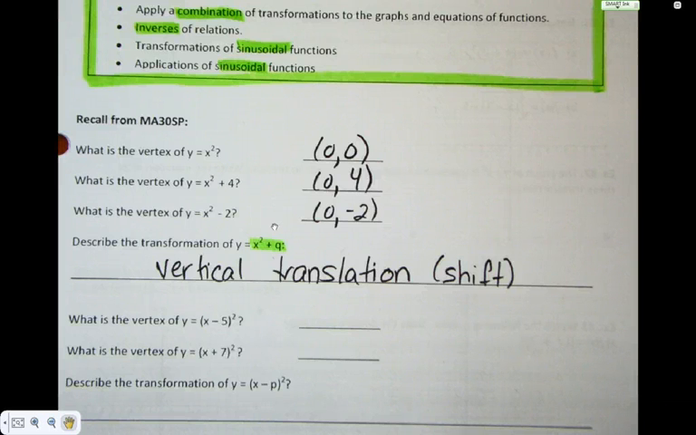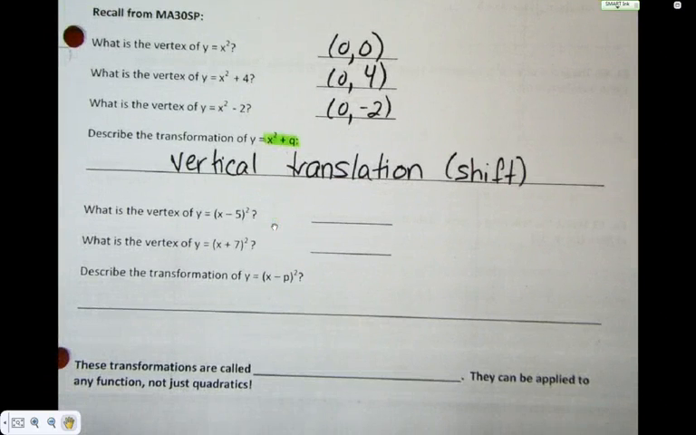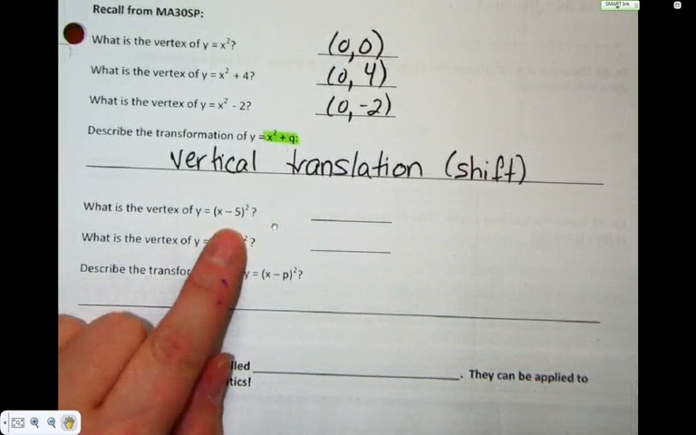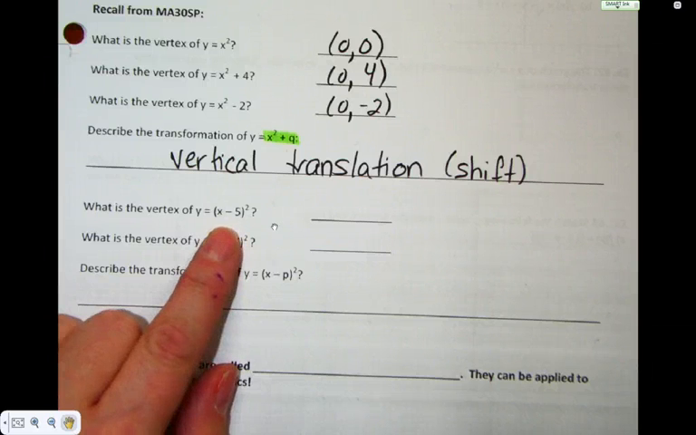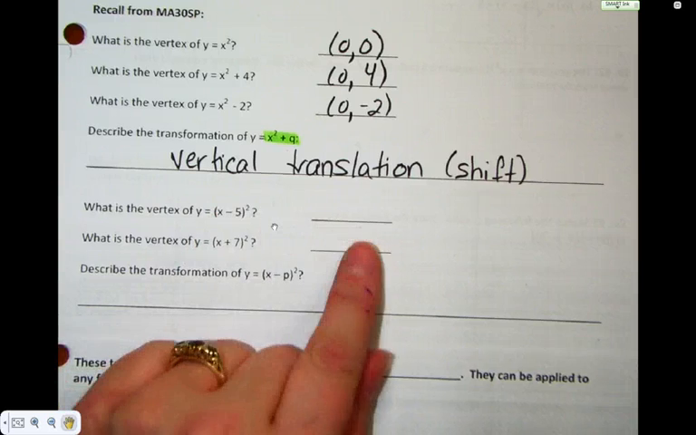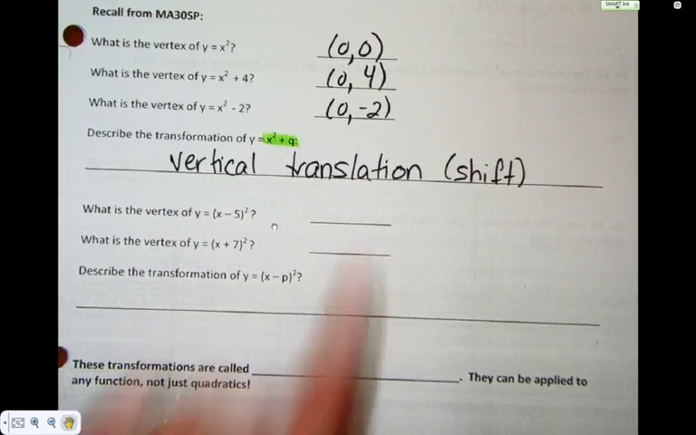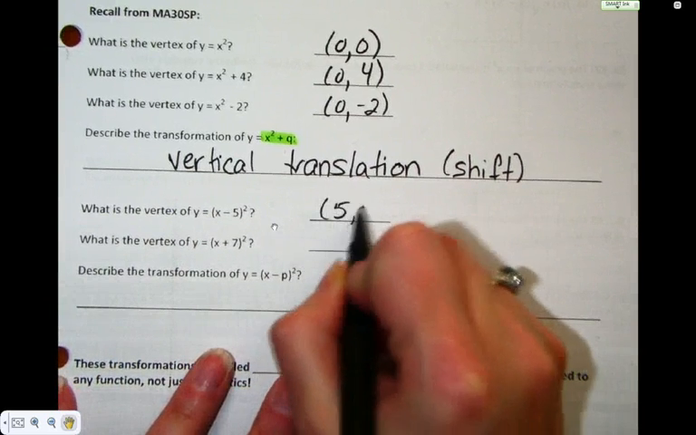Parent. And then we looked at, okay, let's get really ninja crazy town and let's put a number inside the brackets. And this was the one that was kind of funky because it ended up doing the opposite. So if we put -5 here, what happened to the vertex? It was +5. So this one would be 5, 0.